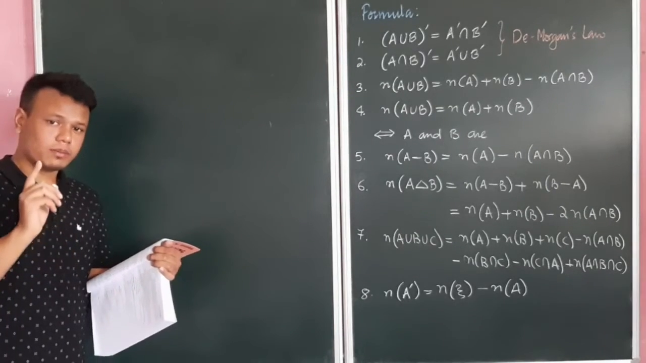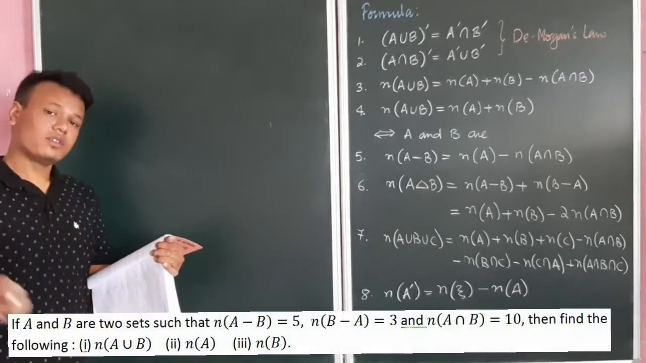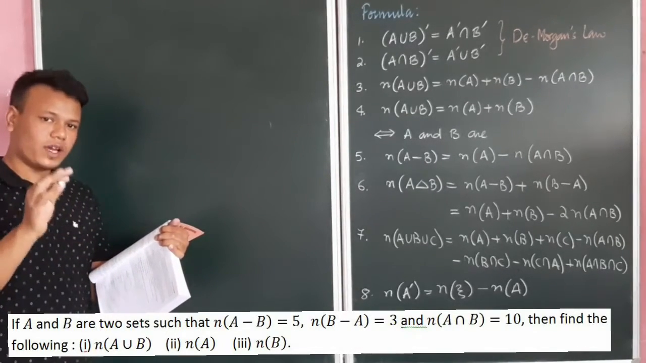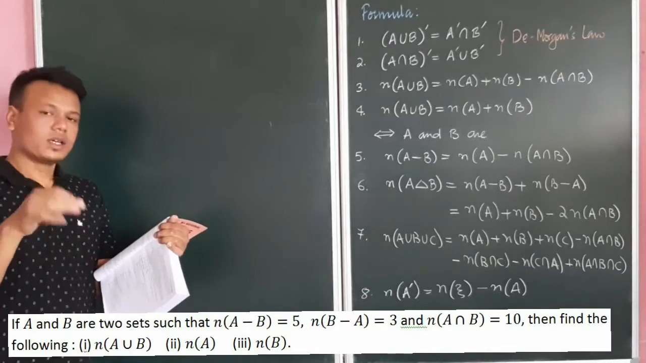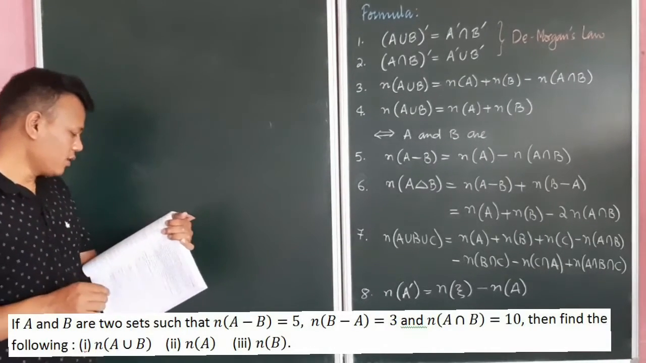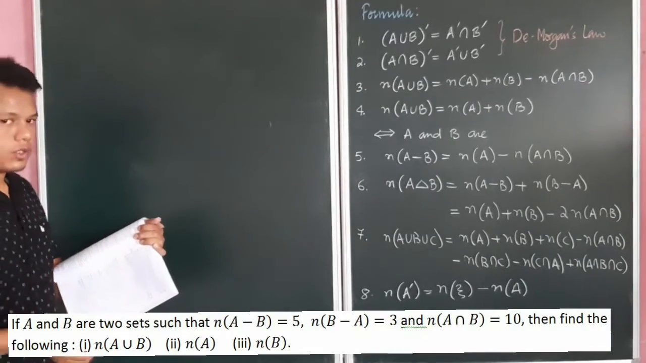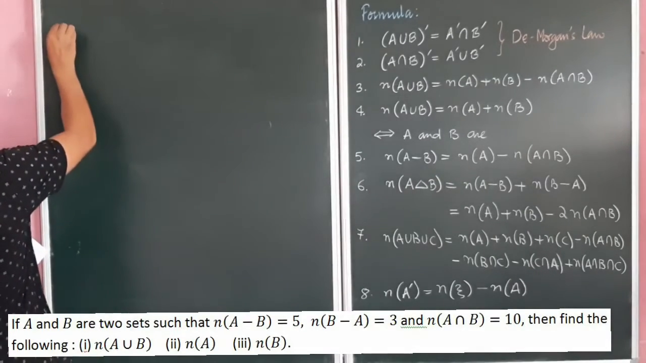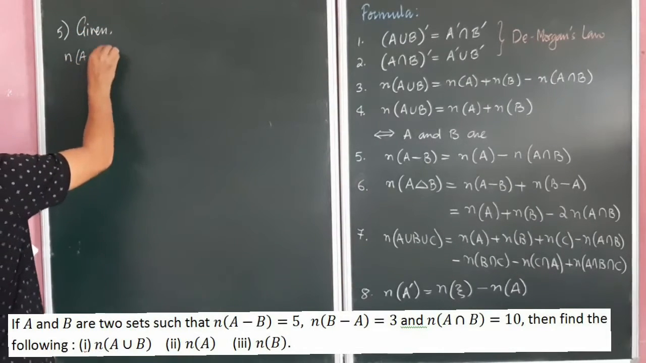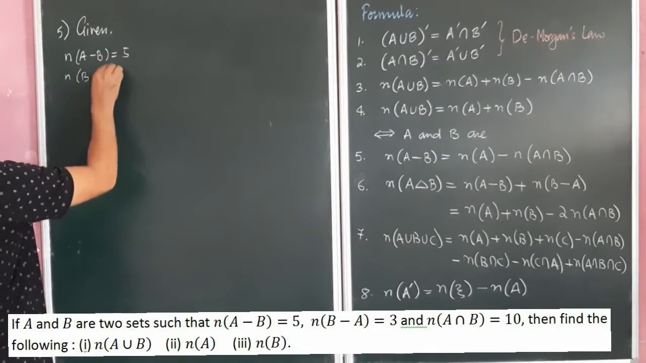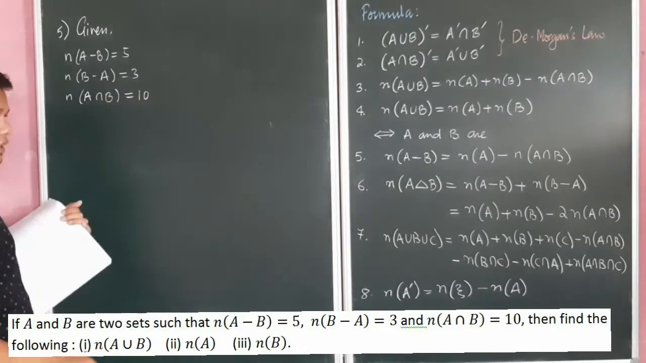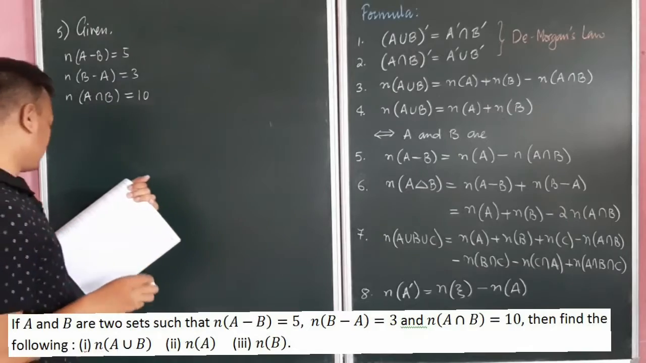Now let me take question number 5 for you. Now 5 is similar to 4, but still we'll do it once more so that you will find it easy to do the other sums. Alright, so we have question number 5, which says if A and B are two sets such that, so whatever things are given, let me write. So this is question number 5. So given, there are 3 questions which are asked.